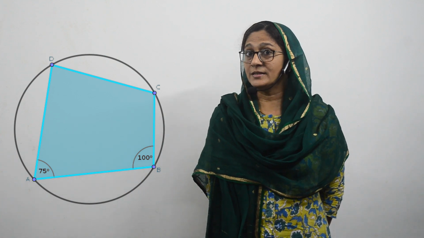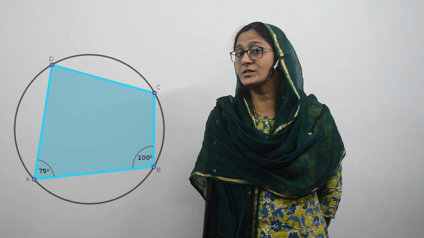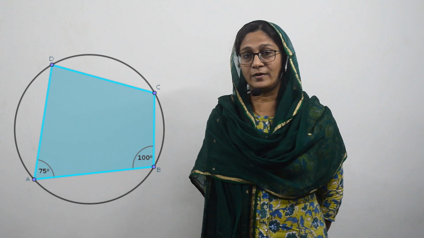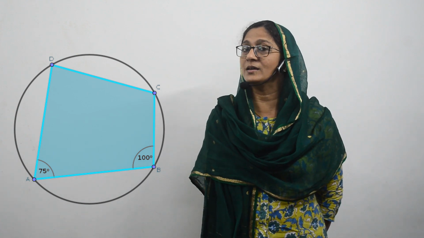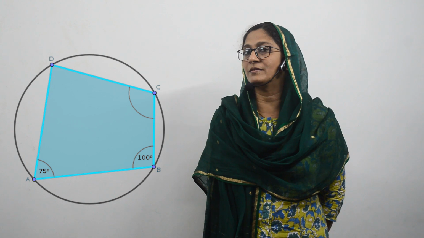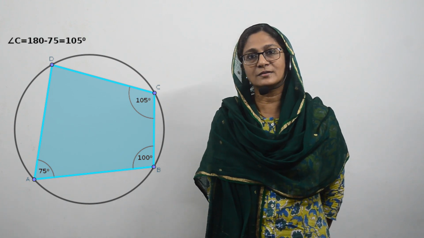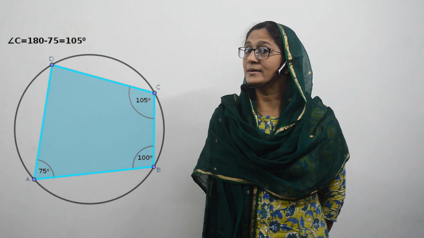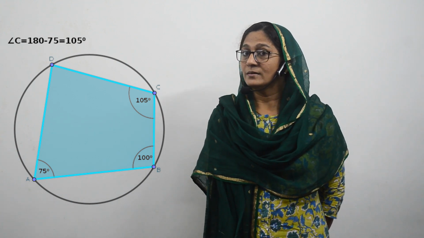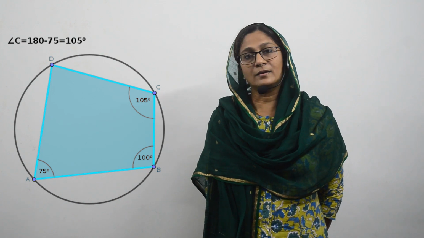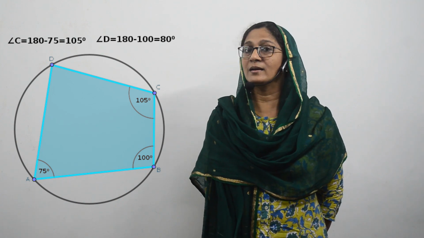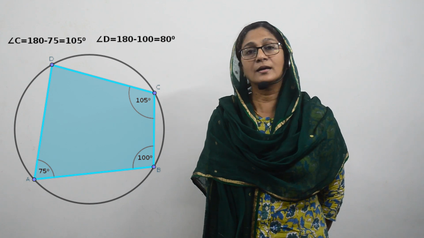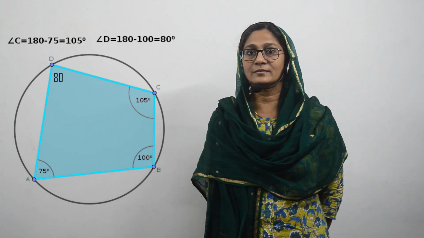Since it is a cyclic quadrilateral, the opposite angles A and C are supplementary. Angle A is 75. So we have angle C equals 180 minus 75, that is 105 degrees. Similarly, angle B and angle D are opposite angles and they are supplementary. Since angle B is 100 degrees, angle D will be 80 degrees.